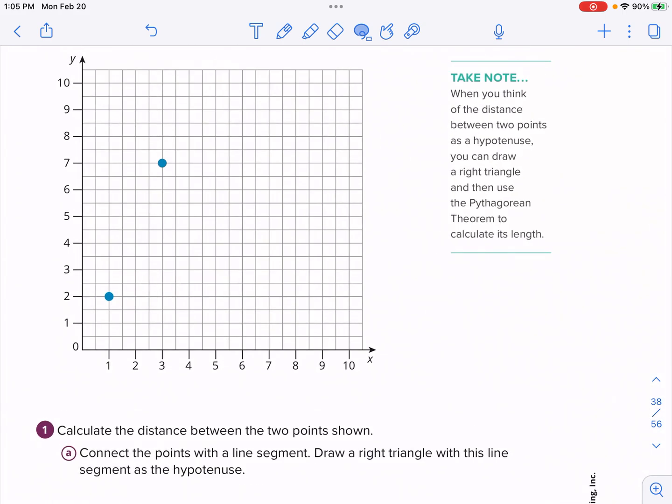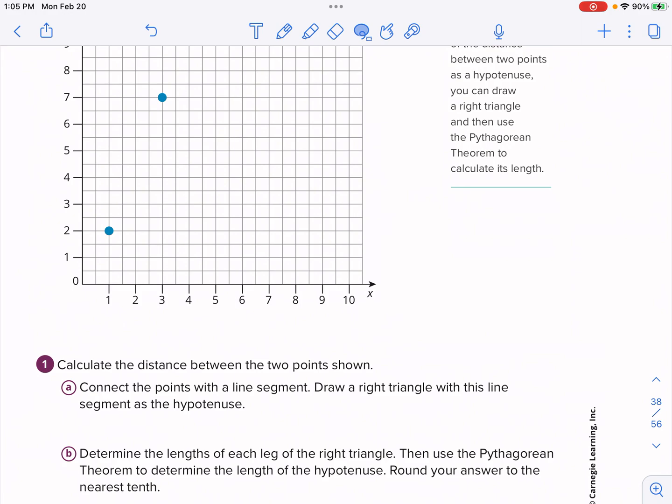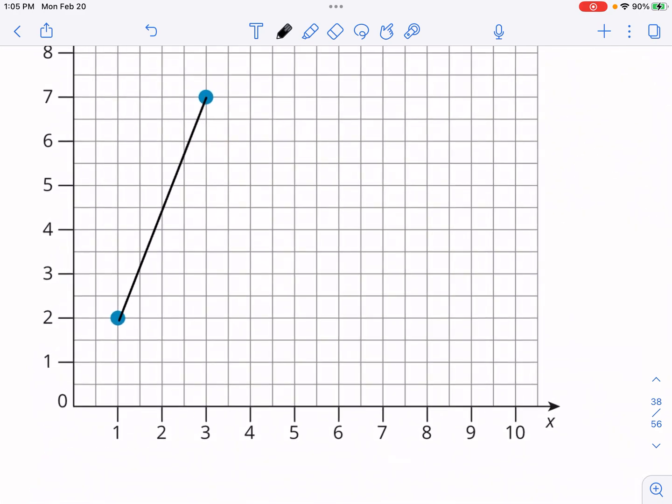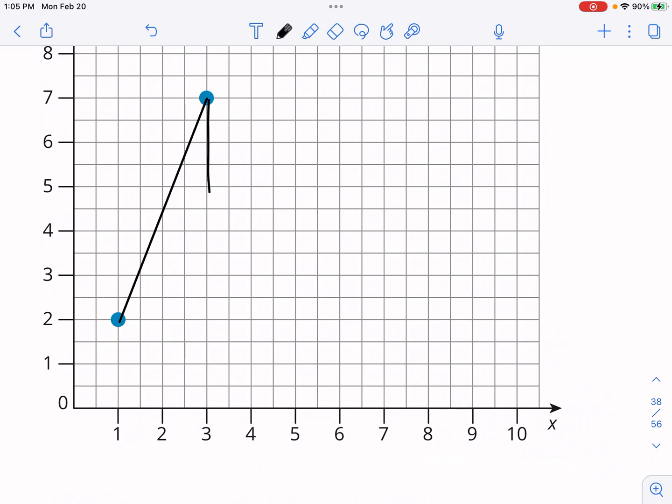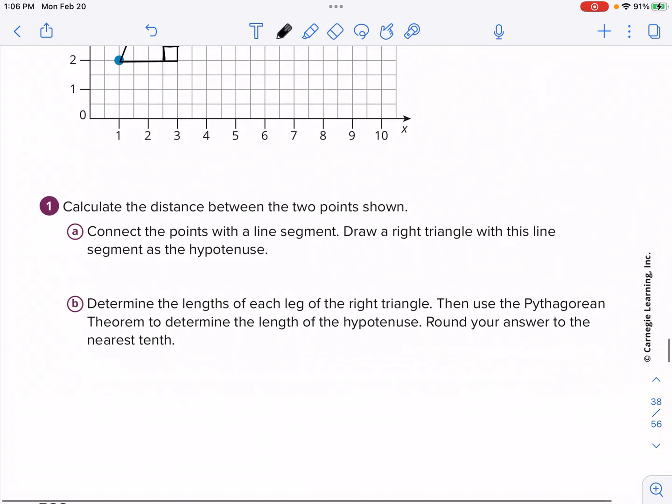If we read number 1, it says calculate the distance between the 2 points shown. Connect the points with a line segment. So I'm going to just draw a line from point A to point B. And then it says draw a right triangle with this line segment as the hypotenuse. So we're going to draw a vertical and a horizontal line, like this and like this. So we have a right triangle formed by this right angle here. Okay, so we did that for number 1.